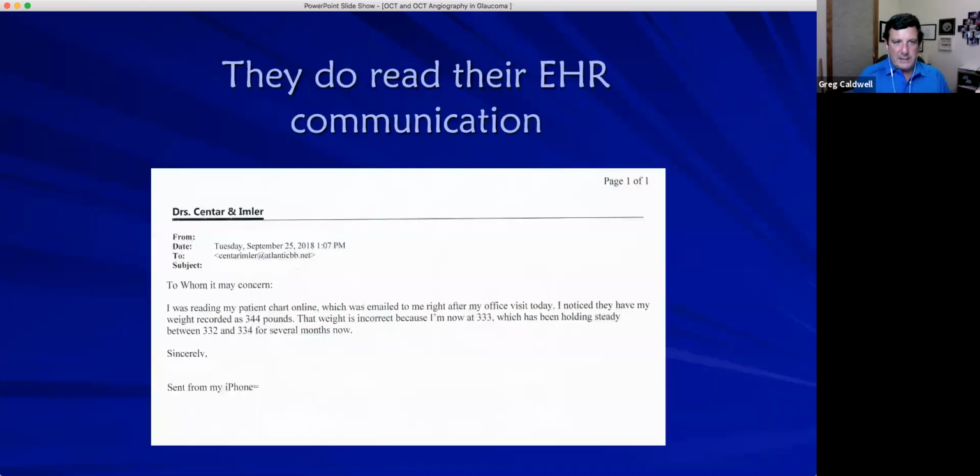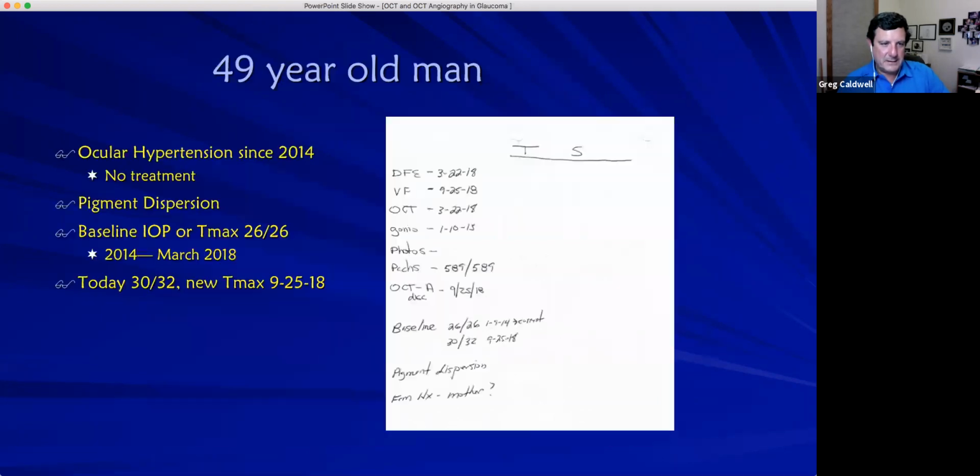I thought this was kind of cute. They do read their electronic health record. I was reading my patient chart online, which was emailed to me right after today's visit. I noticed that my weight was recorded at 344 pounds. Please, that's incorrect because I weigh 133 and I've been holding steady between 132 and 134. So I just thought that was kind of cute to say, okay, guys, they do read their electronic health records. And some people are sensitive about certain things.